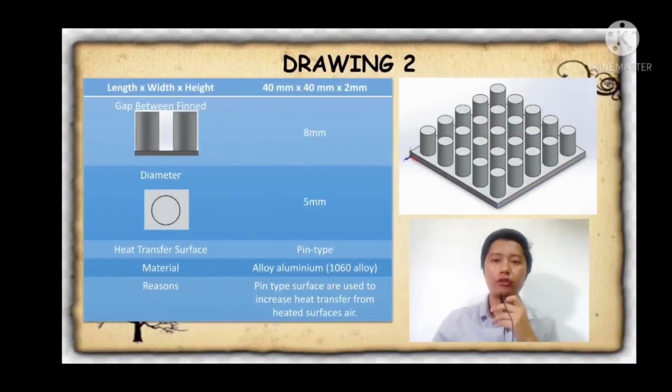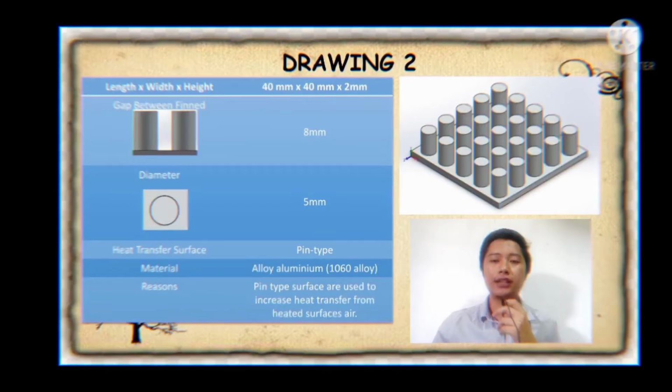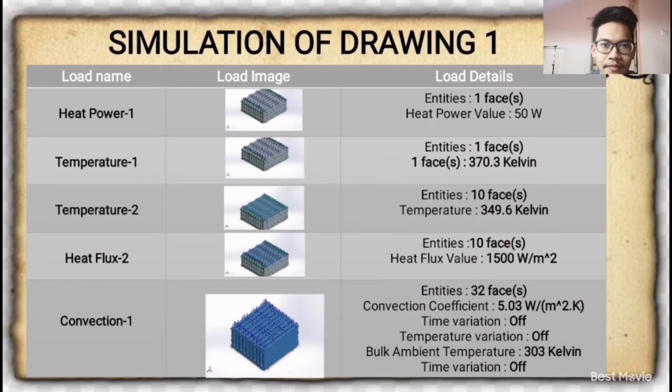Next I will explain drawing 2. For the length and width we use 40 mm, and height 2 mm, the gap between pins is 8 mm, and the diameter of the pin is 5 mm. The heat transfer surface we use is the pin type, and the material is aluminium alloy. We chose this design because pin type surfaces are used to increase heat transfer from heated surface to air. My name is Ahmad Zikry bin Midin.